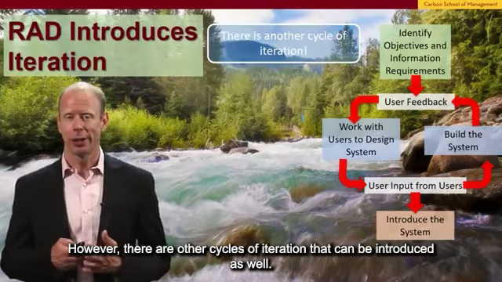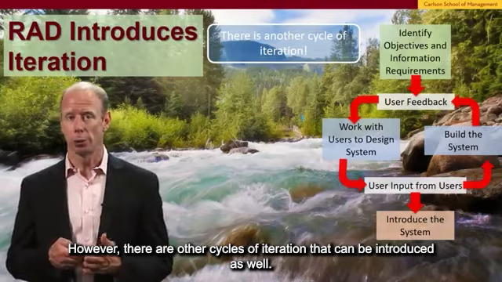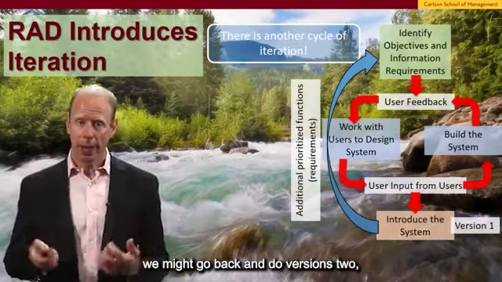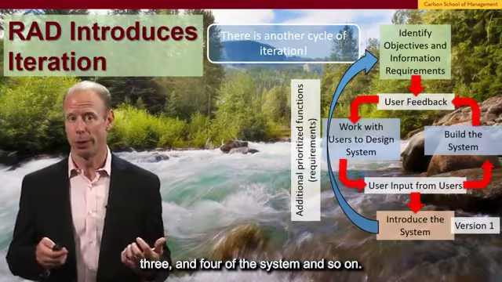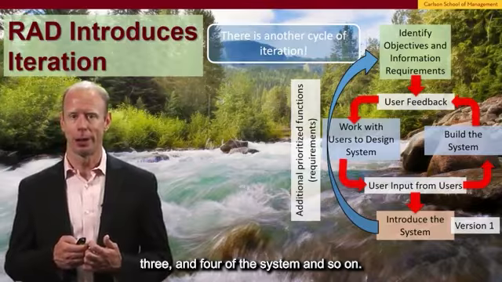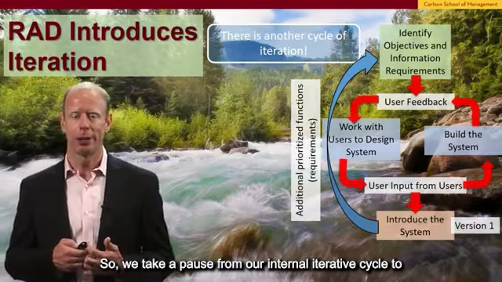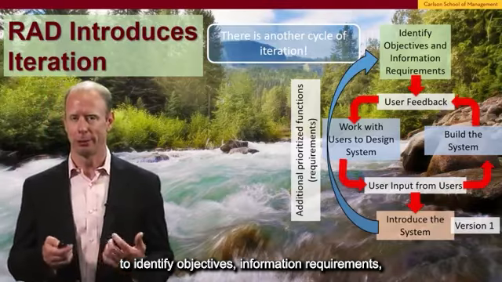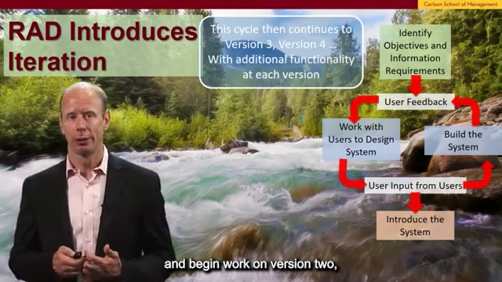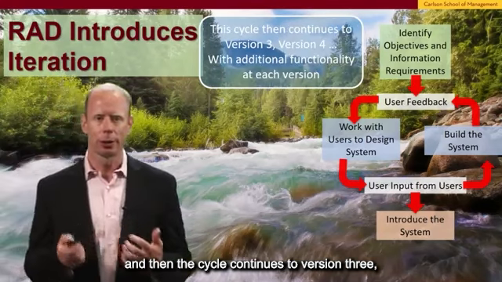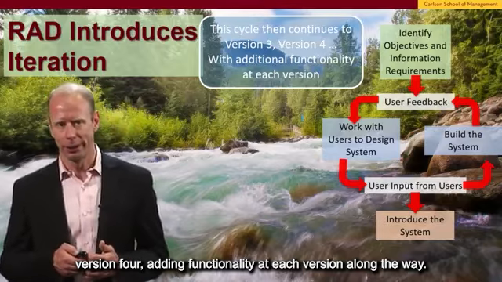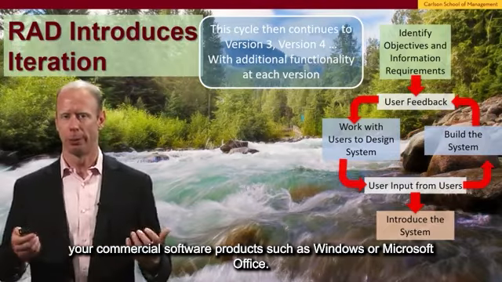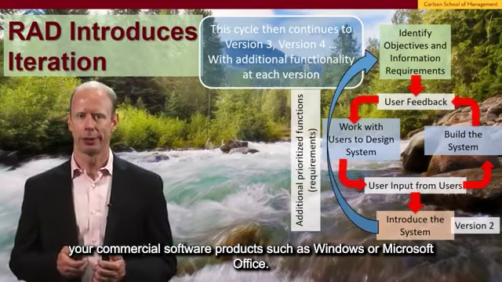However, there are other cycles of iteration that can be introduced as well. So, after we introduce the system, for example, we might go back and do versions 2, 3, and 4 of the system, and so on. So we take a pause from our internal iterative cycle to introduce the system, and then we move back to identify objectives, information requirements, and begin work on version 2. And then the cycle continues to version 3, version 4, adding functionality at each version along the way. And you're probably familiar with this from many of your commercial software products such as Windows or Microsoft Office.